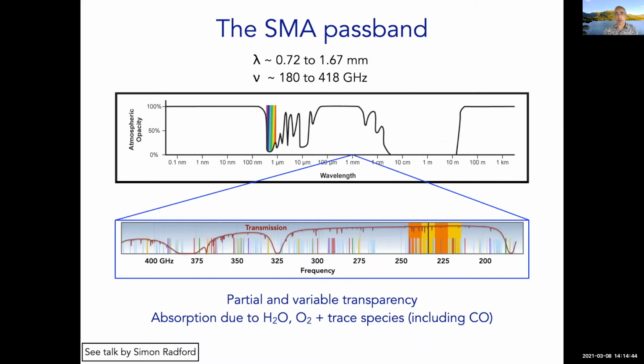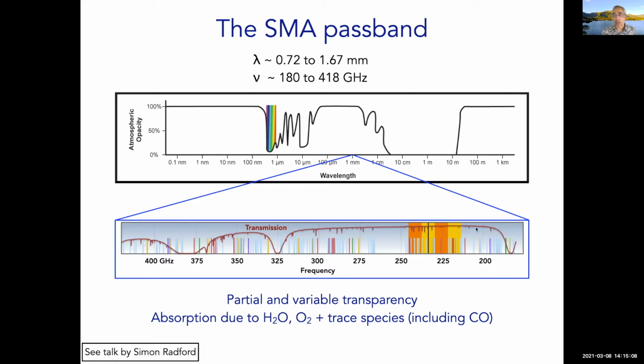Now, we zoom into the region where the SMA works. It works at a very small range of wavelengths, 0.72 to 1.67 millimeters. And that's zoomed in here, right around a millimeter. And in this schematic picture up here, it looks like the atmosphere is completely opaque, 100% opaque. In fact, down here, you can see that now we're plotting transmission instead of opacity.